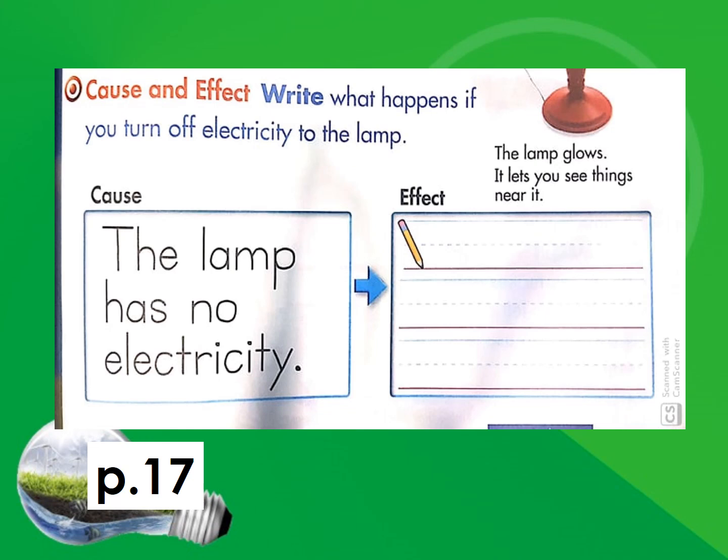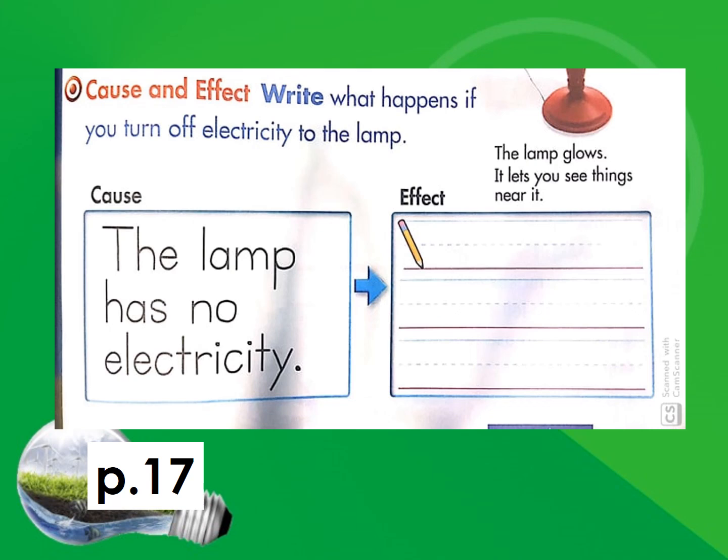Alright, so this time I want you to focus on page 17 of your textbook. Look at the bottom part. So let us try to answer this. So this refers to the cause and effect. So when we say cause, it is something that's the reason why something happens. All right? So write what happens if you turn off electricity to the lamp. So the cause is the lamp has no electricity. Okay? So what's going to happen? What will be the effect?